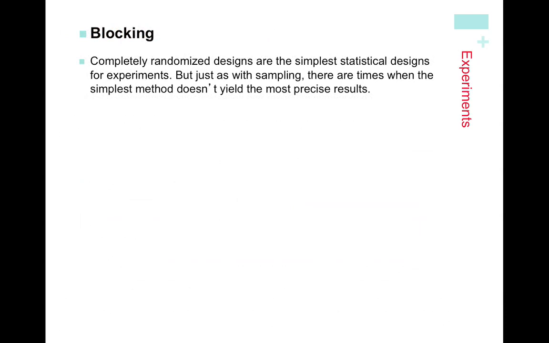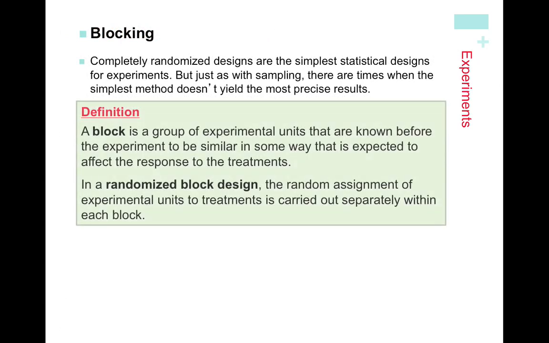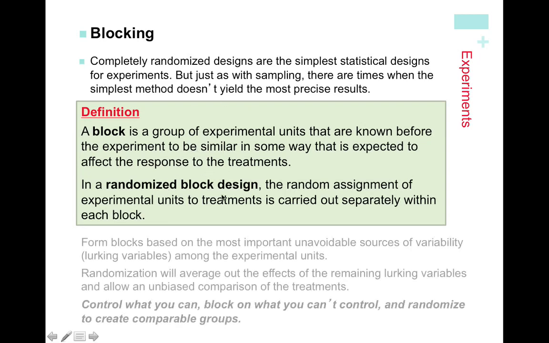We also talked about another type of design. It was about blocking. So maybe if you have groups of people that are going to react similarly to your treatment, you might want to block on them. So maybe you want to block on gender, or you want to block on their health or their exercise activity. And then in a randomized block design, we have our blocks, which are not assigned randomly, but then after that we have random assignment.